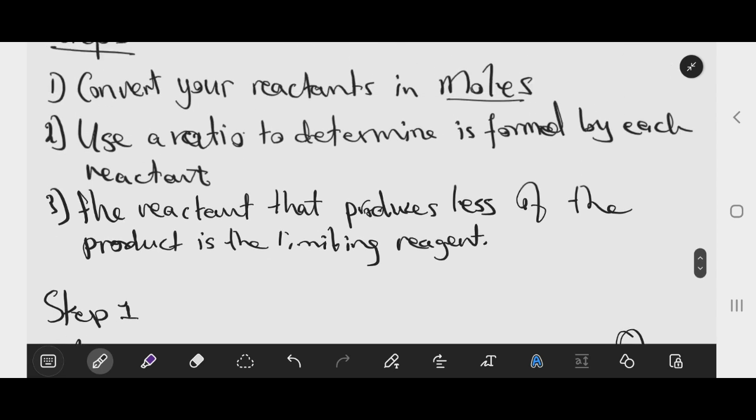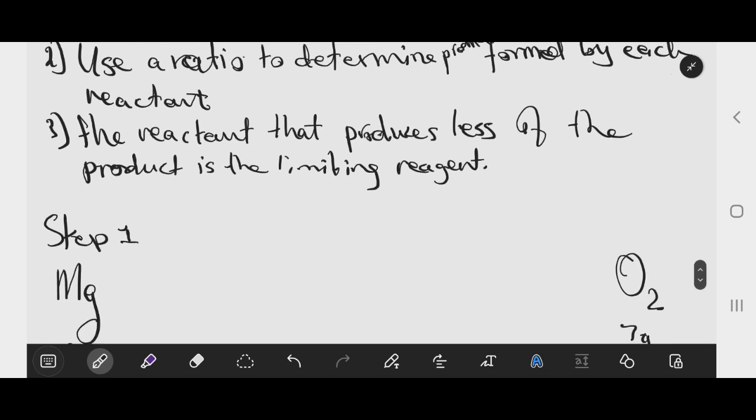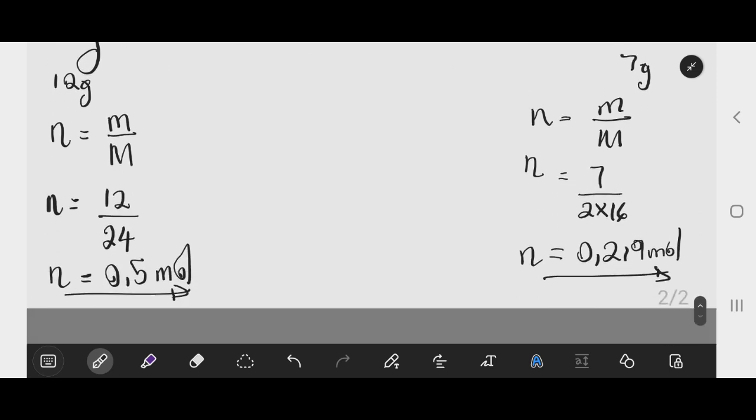So step number 2, you use your ratio to determine the product formed by each reactant, right? So let's start by using magnesium.